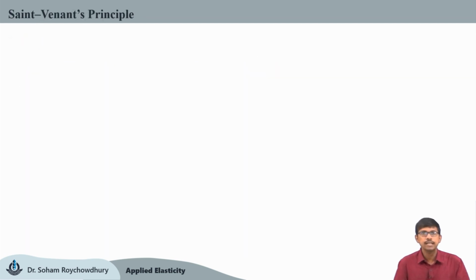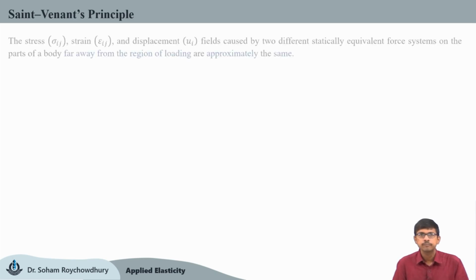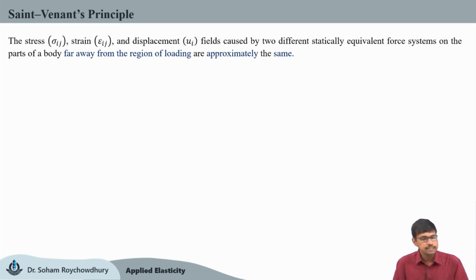Now, moving to the next theorem, which is the Saint-Venant's principle of elasticity. This states that the stress sigma ij, strain epsilon ij and displacement ui, all these fields caused by two statically equivalent force systems acting on the parts of a body which are far away from the region of loading are approximately the same. So, we will explain this particular statement through examples.